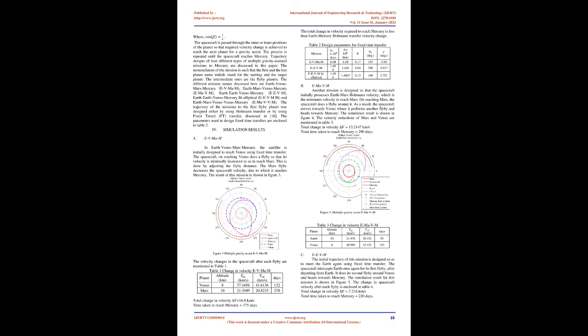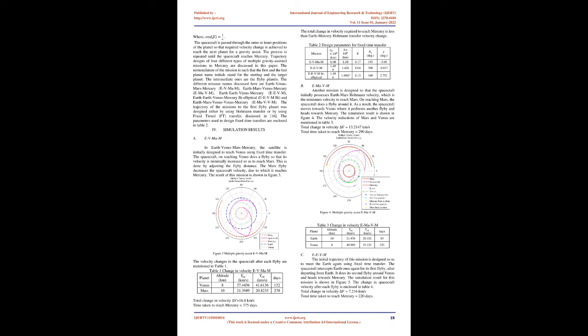The different planets used in this paper for multiple gravity-assisted designs are Mars, Earth, Venus, and Mercury. The trajectory must be designed so that the flyby planet is in the right position when the spacecraft passes by it. A. Design. The design of a gravity-assisted mission can be done by designing a fixed time, FT, transfer or a Hohmann transfer to a nearby planet, as discussed in earlier work. Figure 2 shows the velocities of the flyby planet and the spacecraft.